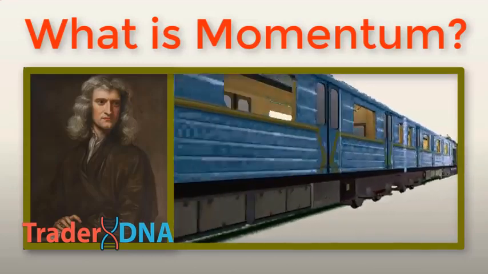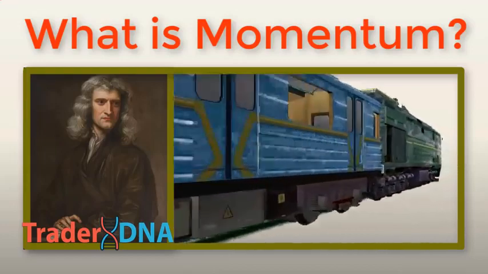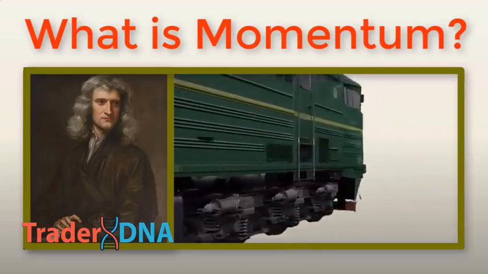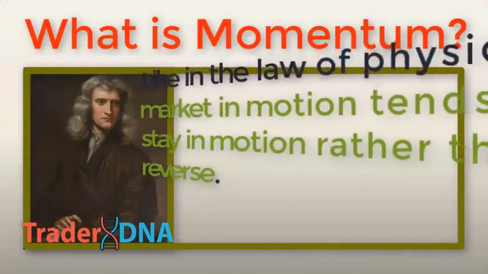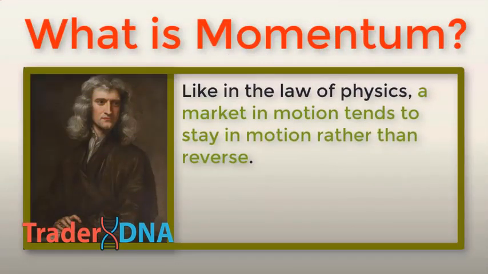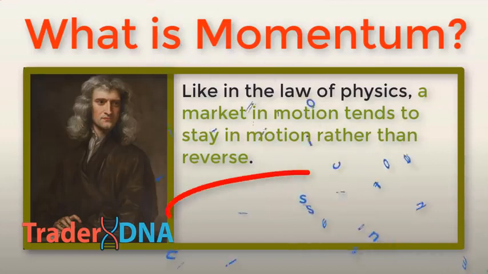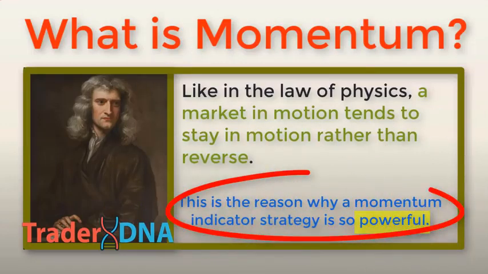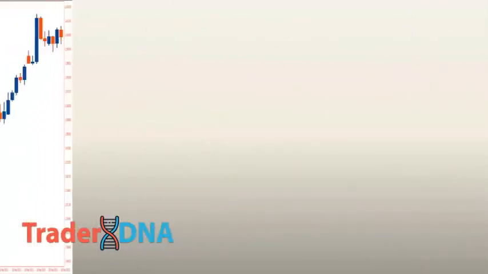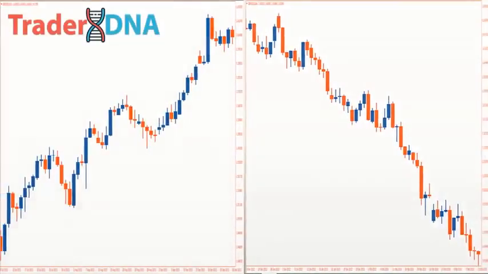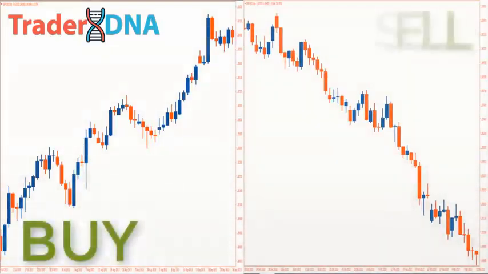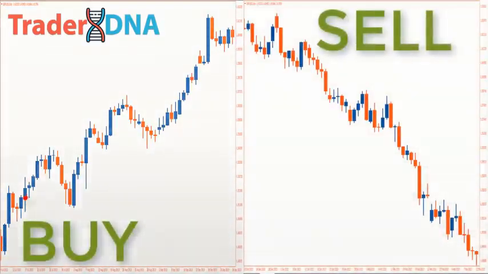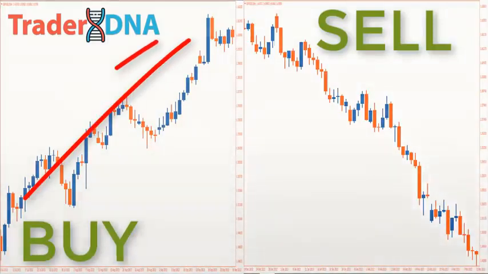For the momentum investor, the best part of the train ride is in the middle, when the train is moving at its highest velocity. Like in the law of physics, a market in motion tends to stay in motion rather than reverse. This is the reason why a momentum indicator strategy is so powerful. So, an instrument that goes up tends to continue going up, and instruments that are going down tend to continue going down. Essentially, trends tend to continue, and we can use momentum to determine when to buy and when to sell. This is because instruments with positive momentum tend to have positive returns in the near future, and vice versa for those with negative momentum.